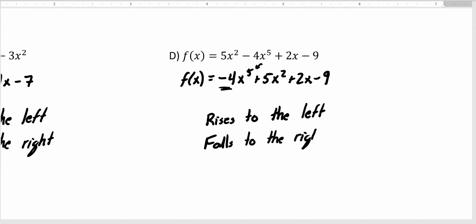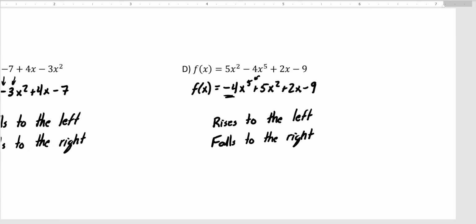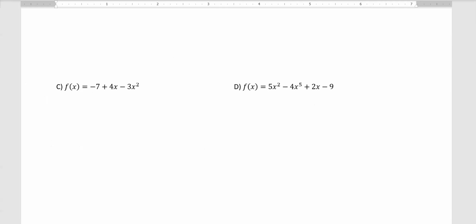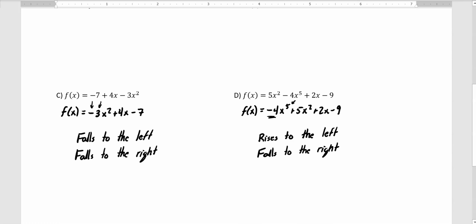Okay, hopefully we're feeling pretty confident with end behavior now. Again, if you're ever in doubt, throw these into your graphing calculator, see what it gives you, and then we can build from that image as well.